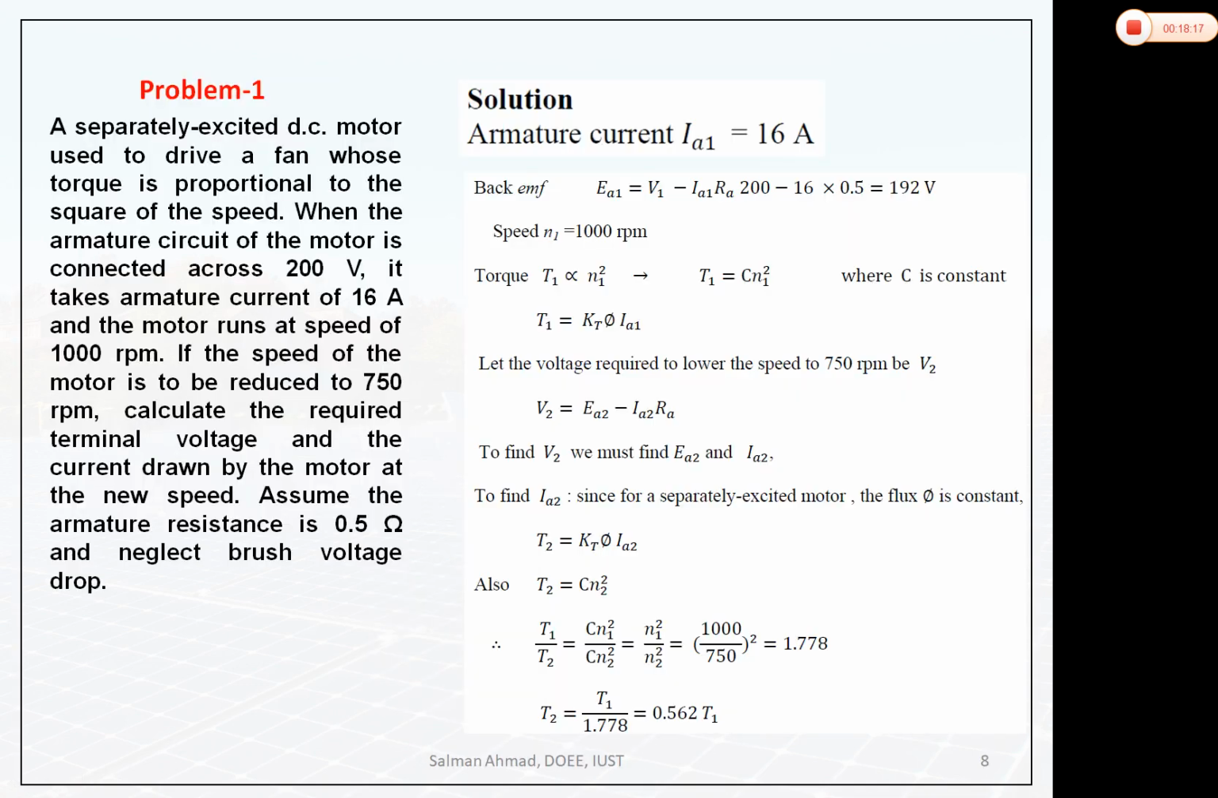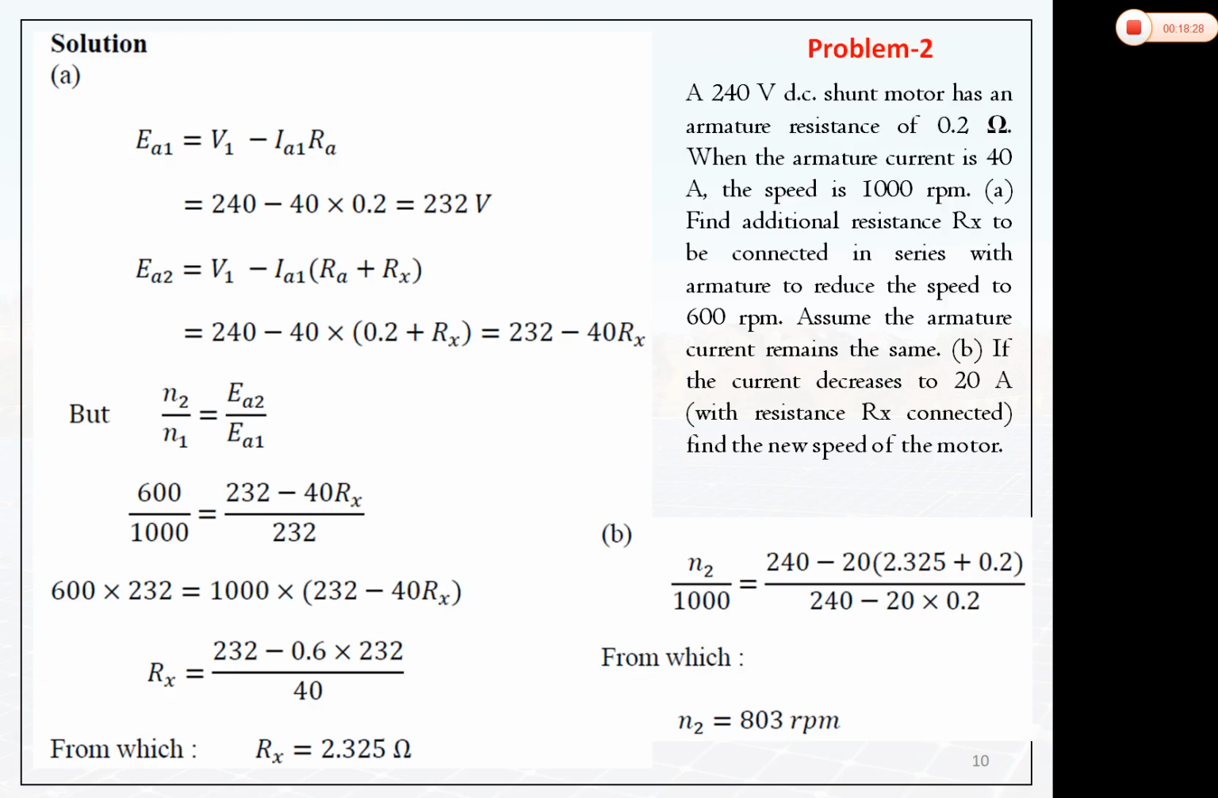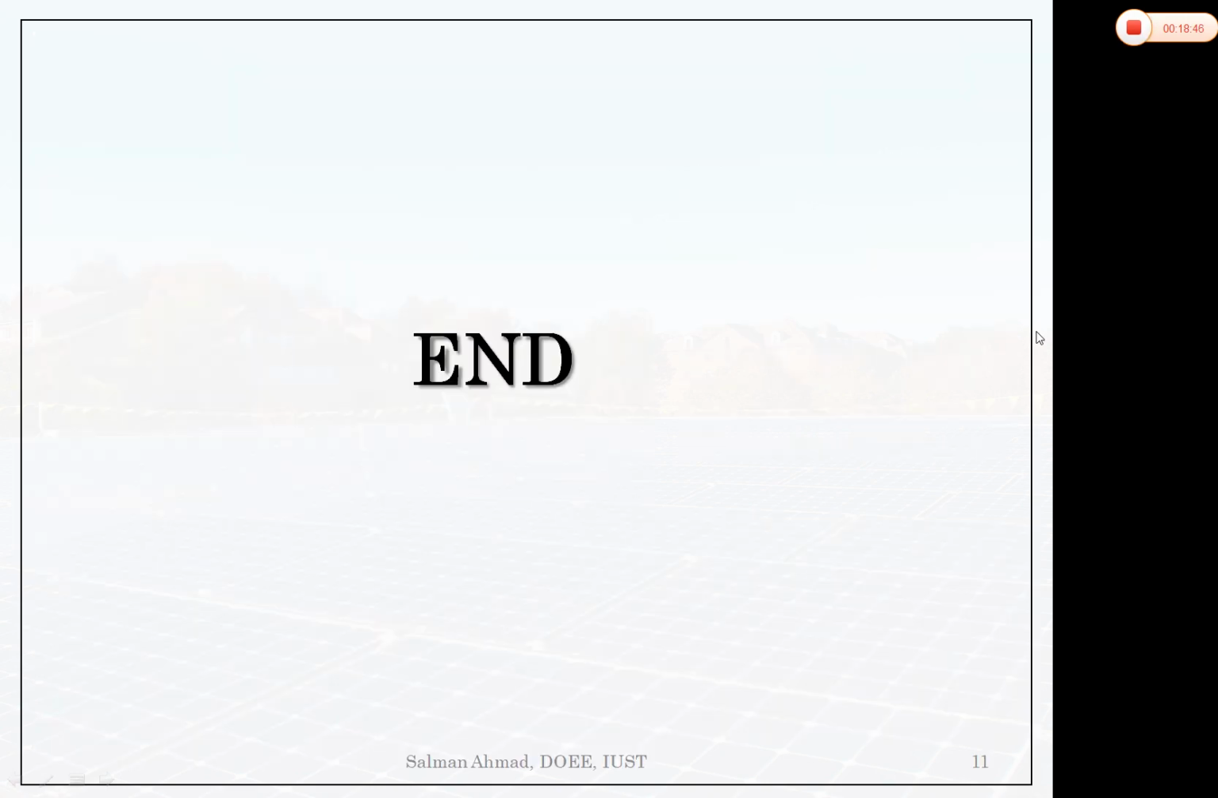Now there are two problems and solutions also given in this. Just read the problem and check the solution. If you are unable to understand this, please let me know. I will explain in the next class. Similarly, I have another problem. The problem is given and the solution is also provided. Just go through these basic problems, and if you have any difficulty, please let me know, then I will discuss it in the next class. Okay, thank you.